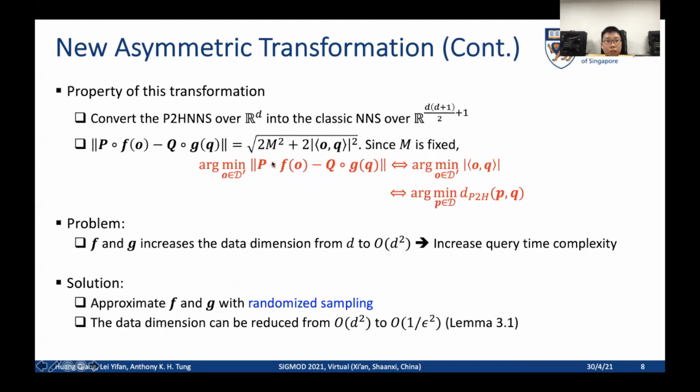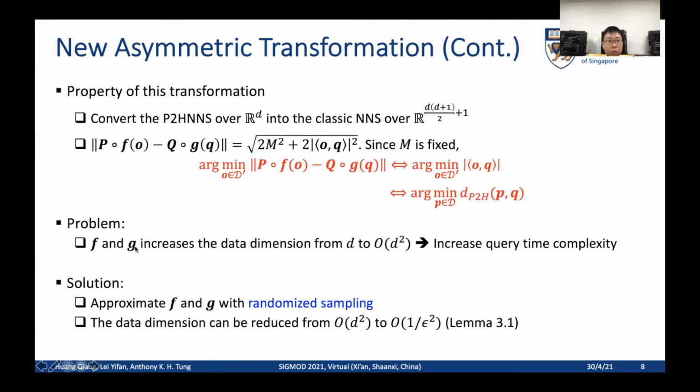So with the two-step asymmetric transformation, we can convert the challenging point-to-hyperplane NN search problem into the classic point-to-point nearest neighbor search problem. Here are the induction details. However, our object embedding functions f and g will increase the data dimension from d to O(d²). So it will increase the query time complexity.